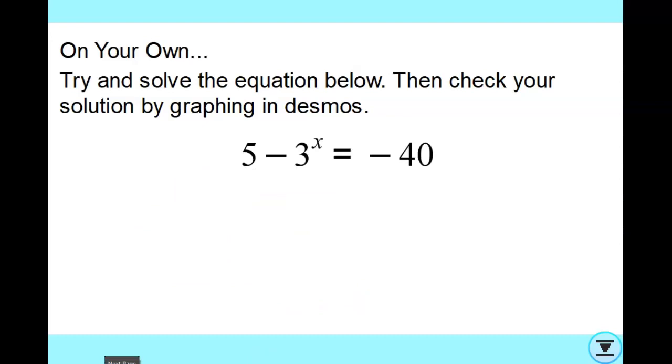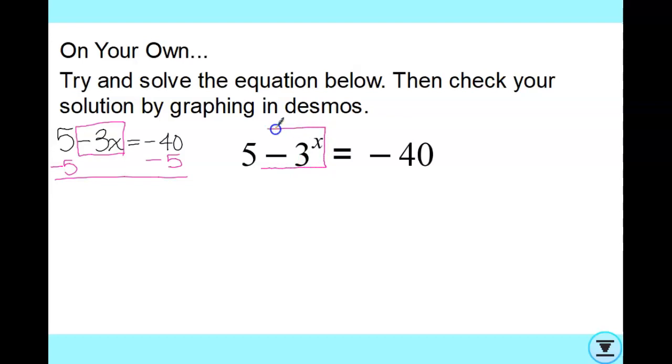All right, last one that we're going to do today, and I'm going to show you guys just a quick example to kind of help you with this one. So if I put 5 minus 3x, not 5 minus 3 to the power of x, but just 3x equals negative 40, we know that the first step that we would take would be to subtract 5 from both sides. Because what we're trying to do is isolate this part right here. And so that's the same thing that we're trying to do over here. We're trying to isolate this part that has the x in it. So the first thing we need to do over here is subtract 5 from both sides.